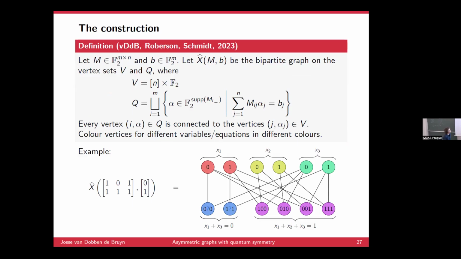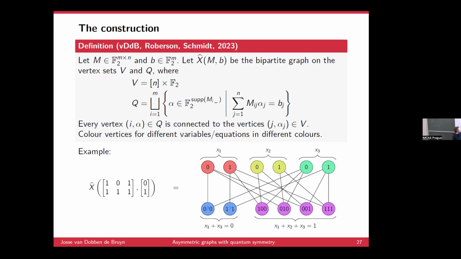So what do we do? Here's an example. We take our linear system with three variables and two equations. For each variable, we make two vertices on top, corresponding to a 0 or 1 assignment for that variable. And then for each equation, we make vertices at the bottom that correspond to valid 0, 1 assignments to the variables that occur in that equation.